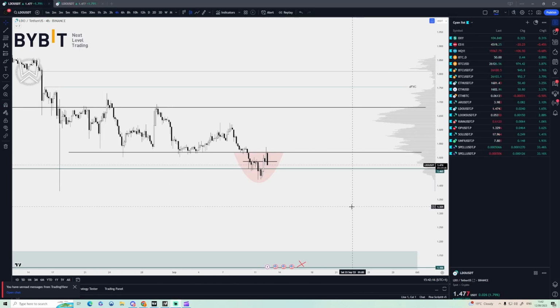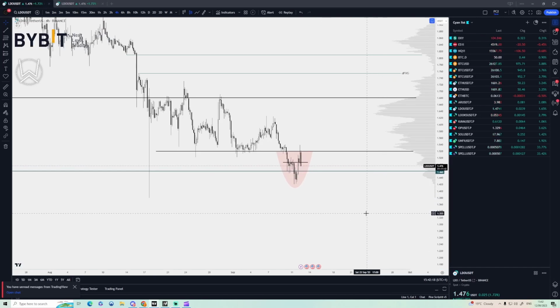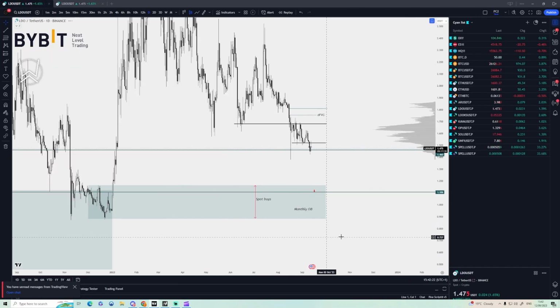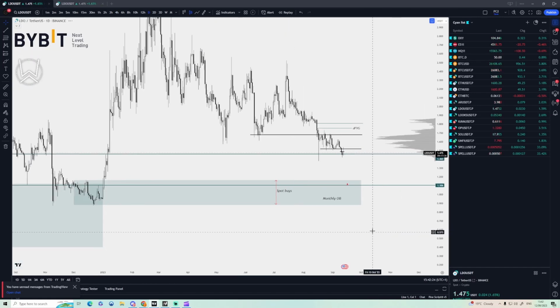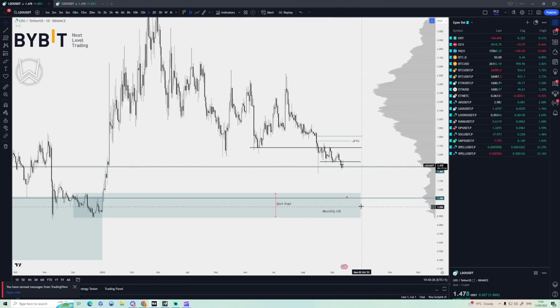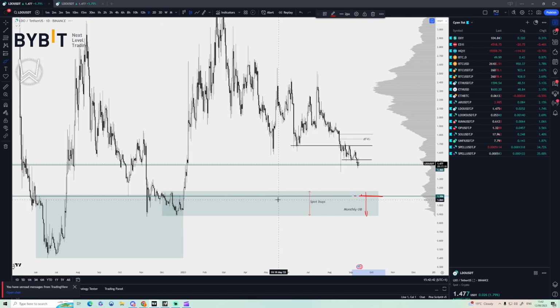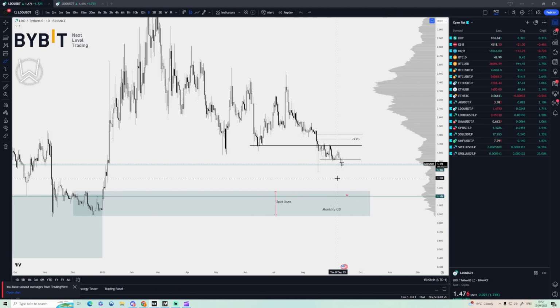So yeah, coming into our conclusion now for LDO, we have a couple of plans that we're clearly interested in. The first plan is obviously the one we covered at the start of the episode, right? Spot buys anywhere towards this monthly order block below, sort of this 1.2 to 0.9 region. I think spot buys specifically towards this 1.1 could be a really nice place to get in for LDO.